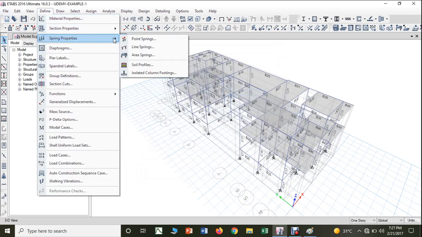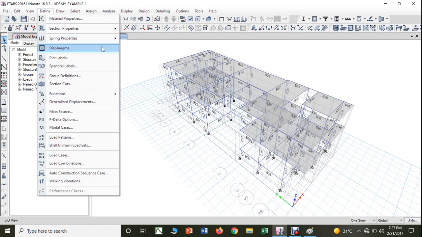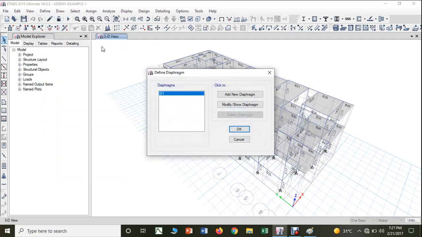in the spring properties option, right? So the next that you can have is the diaphragm option. Now before we define anything, you should know the meaning of the diaphragm or why it is required. You may have a doubt.